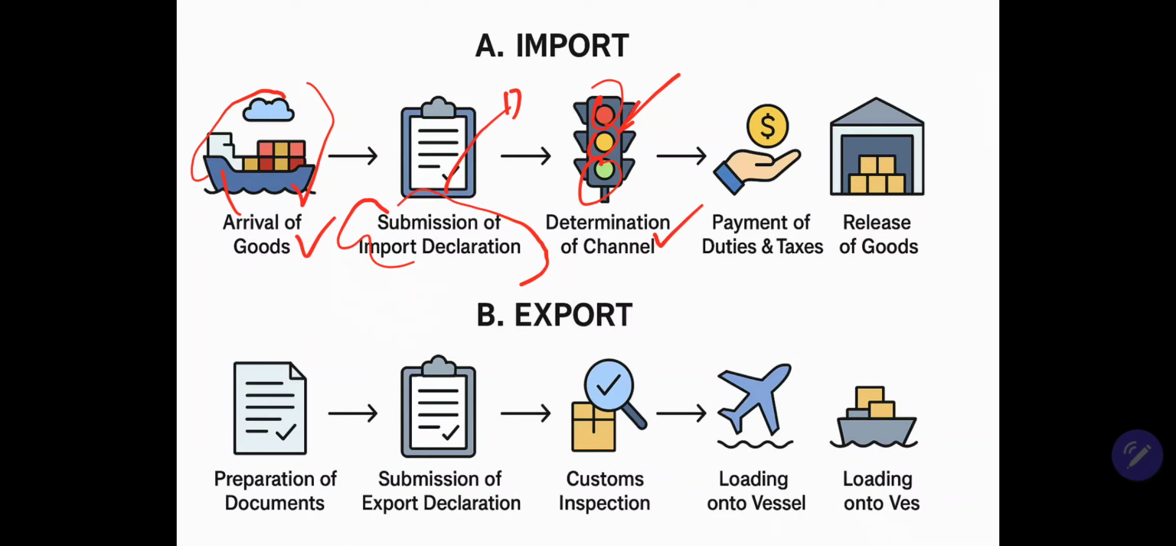Okay, here for determination of channel, customs evaluates the declaration and assigns a channel. There are three lights: green, yellow, and red. Green means automatic release, yellow means document check, and red means physical inspection. Determination of channel. Okay, after the determination of channel is complete and customs says yes, no issue, the next process is payment of duties and taxes.